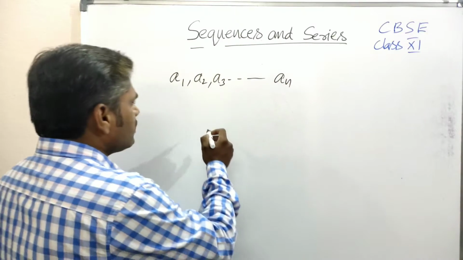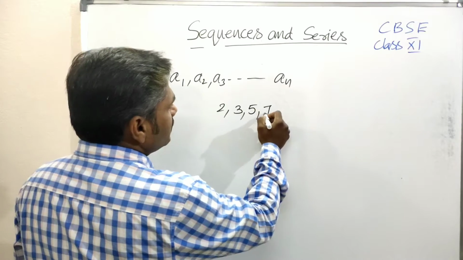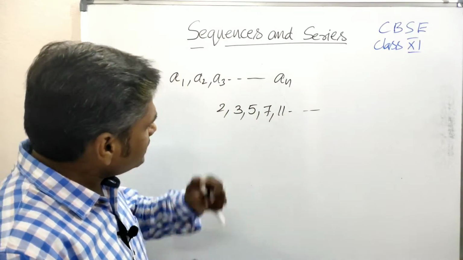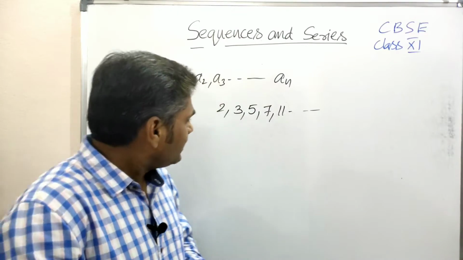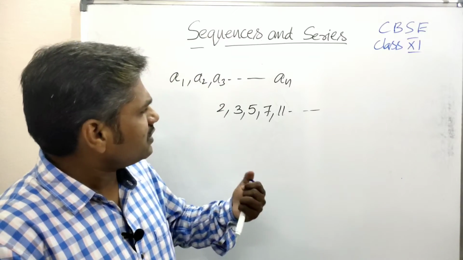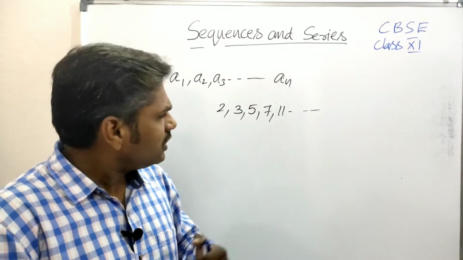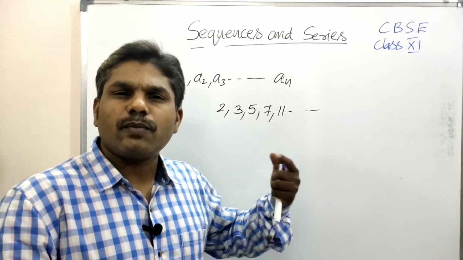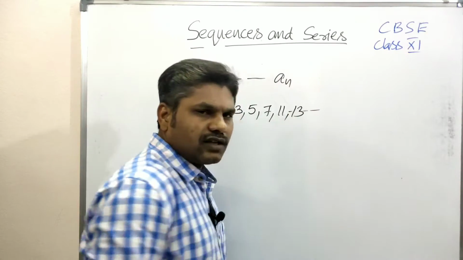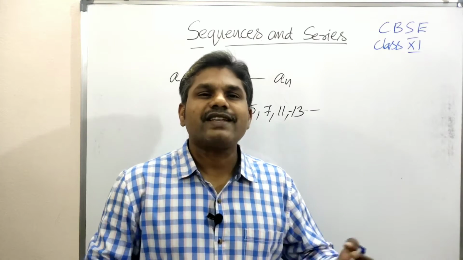Suppose I am taking an example: 2, 3, 5, 7, 11 and so on. All of you know what these numbers are? These numbers are prime numbers: 2, 3, 5, 7, 11 and so on. You cannot find any formula to give the next number of this sequence. You can simply say that it is 13. How are you saying 13 without having any formula? Means there is a rule.